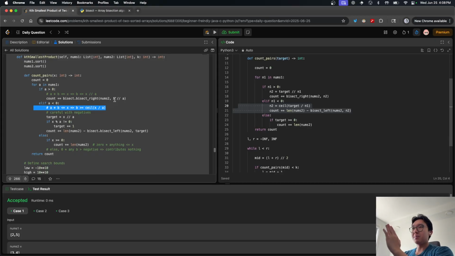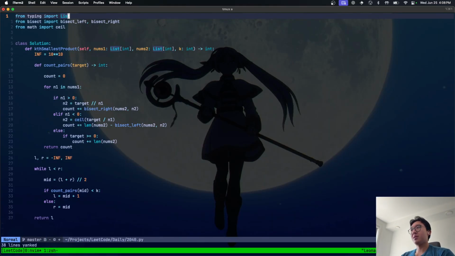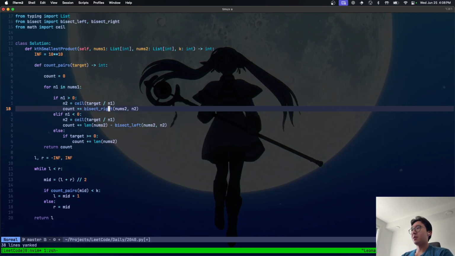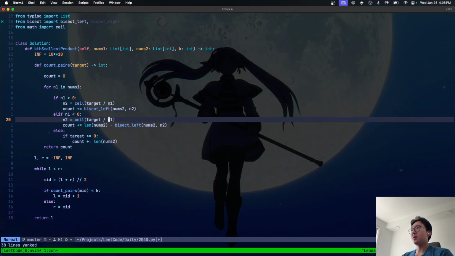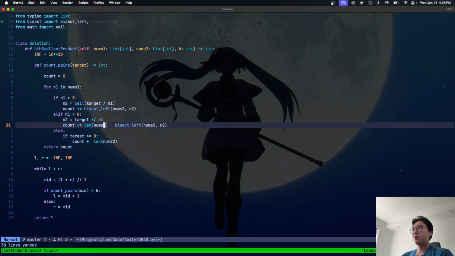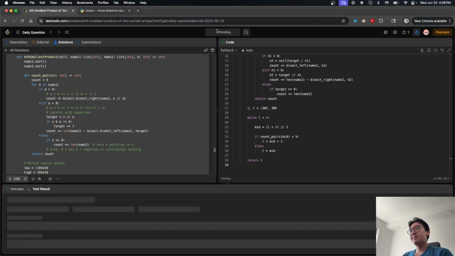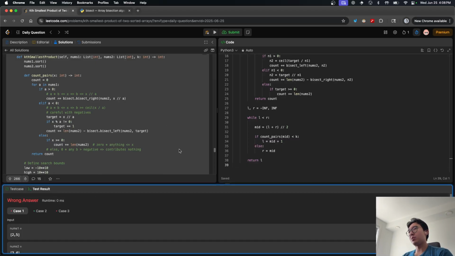We take the floor, but we bisect it right. And then, okay, let me try one thing. What if I do 0 here, and then we bisect left, and then here we don't take the 0, and then we bisect right. Does that work as well? Oh, no, that doesn't work.